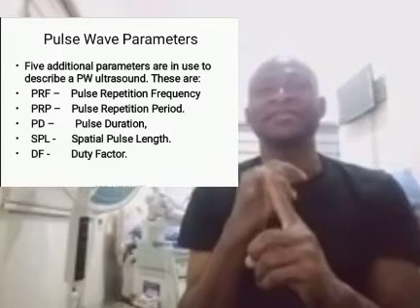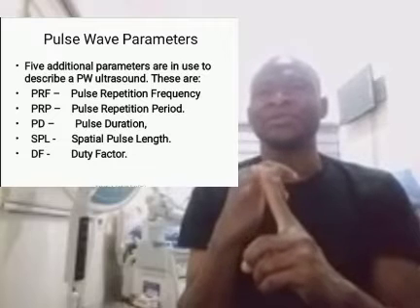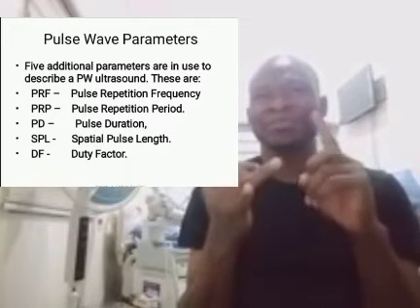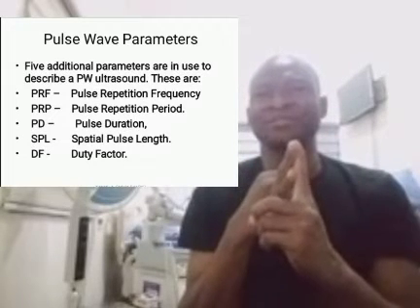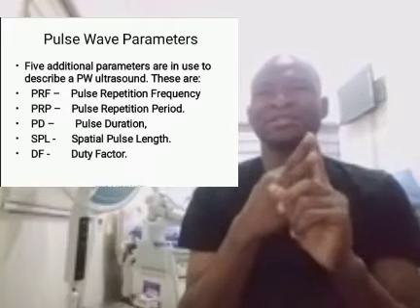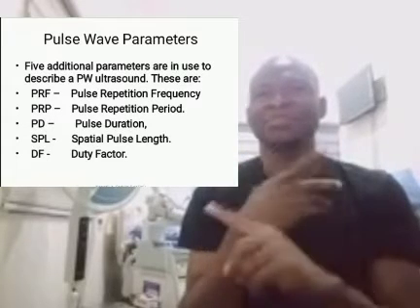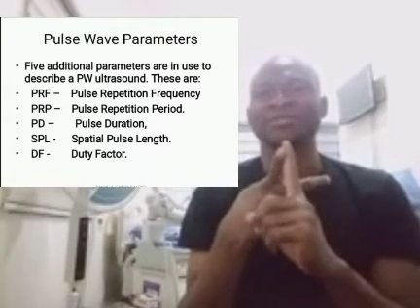So PRF is pulse repetition frequency. PRP is pulse repetition period. PD is pulse duration. SPL is spatial pulse length.